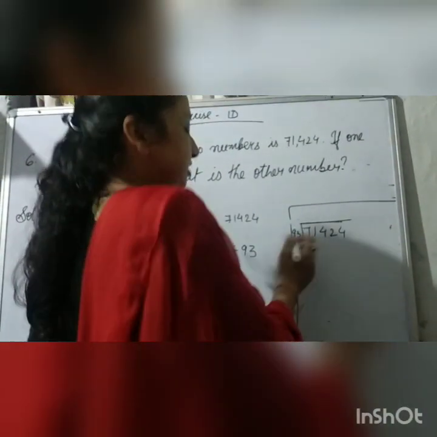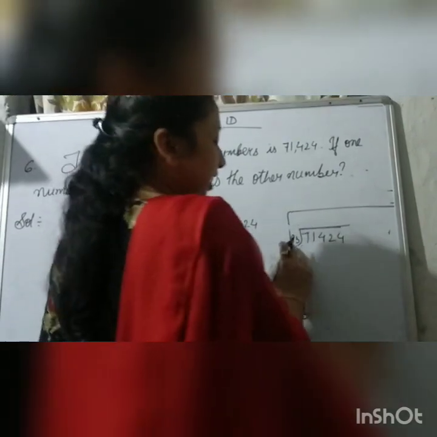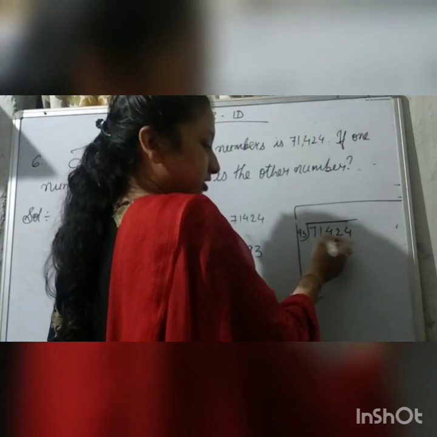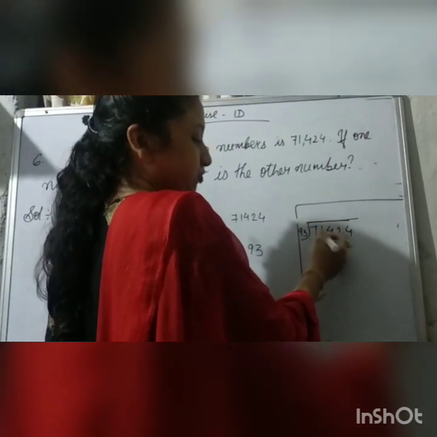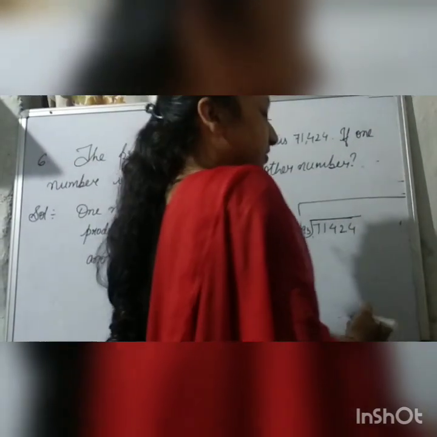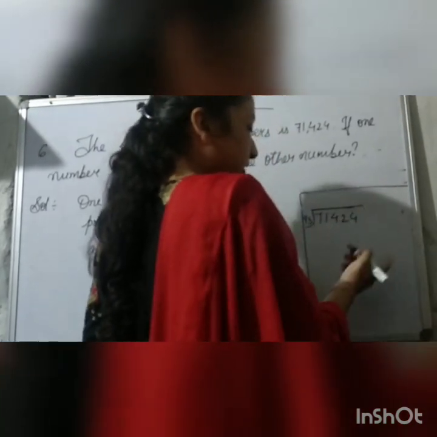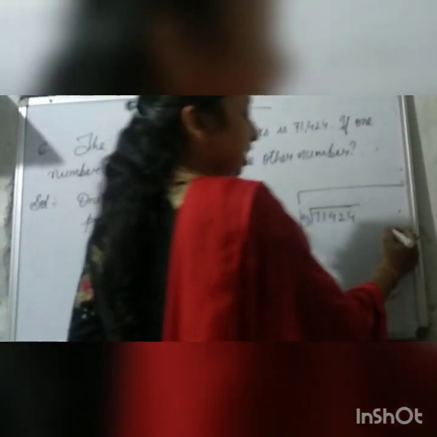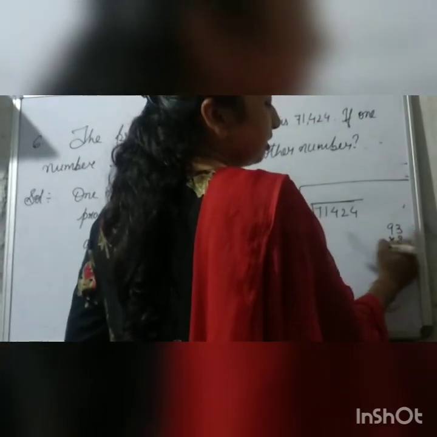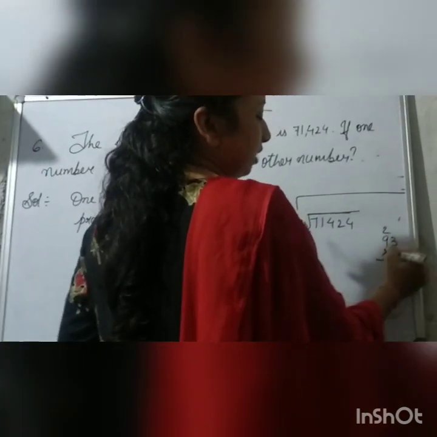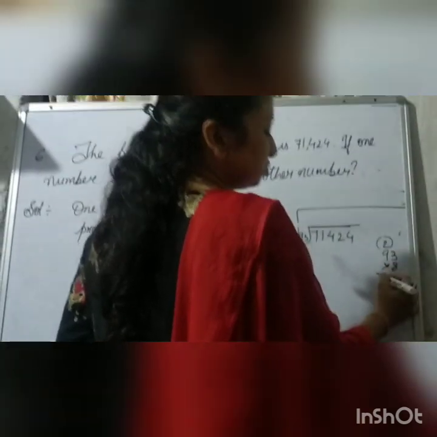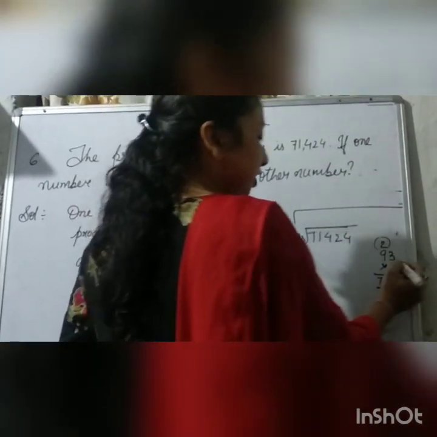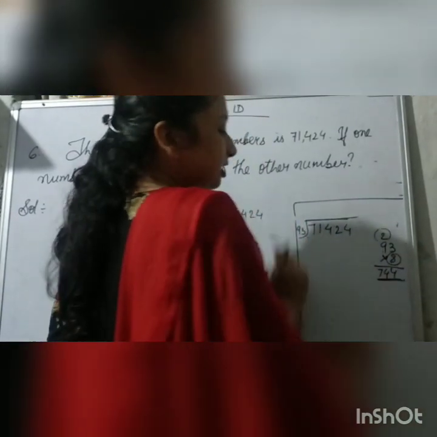By guessing, in the table of 9, we check the first 2 digits of these 3 digits. In the table of 9, is 71 coming or not? No, it is not coming. In the table of 9, 72 is coming, nearest to 71. So we'll check with 8 times. 8 3s are 24. 8 9s are 72. 72 plus 2, 74. That means 744 is coming, so 8 times will be bigger than 714.